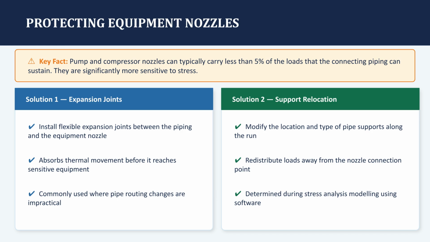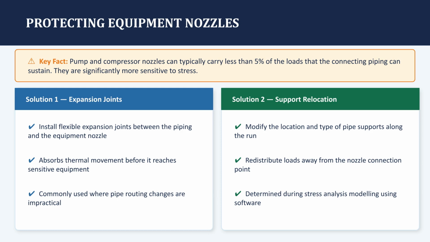Solution 1, expansion joints. An expansion joint is a flexible connector, often made of metal bellows or a similar flexible material, installed directly between the piping and the equipment nozzle. Picture it like a flexible accordion-style joint. Its job is to absorb thermal movement and vibration before that movement ever reaches the sensitive equipment connection. This solution is especially useful in situations where you simply can't reroute the pipe, for example when space is tight or the layout is fixed and there's no room to add more bends or loops for flexibility.